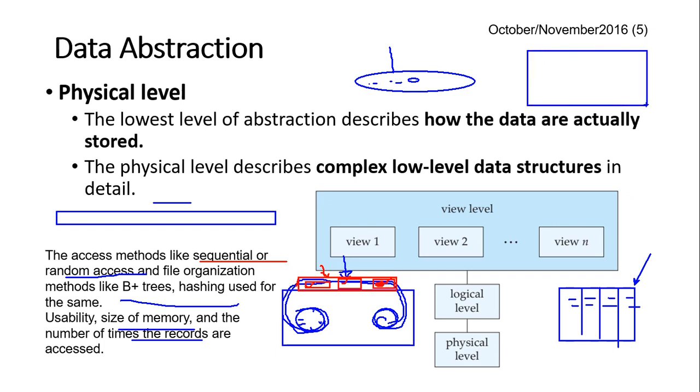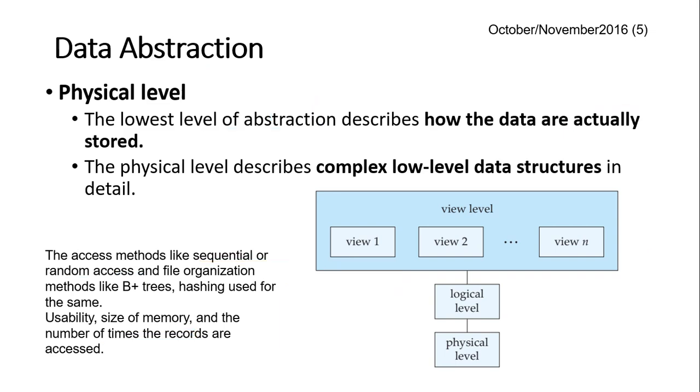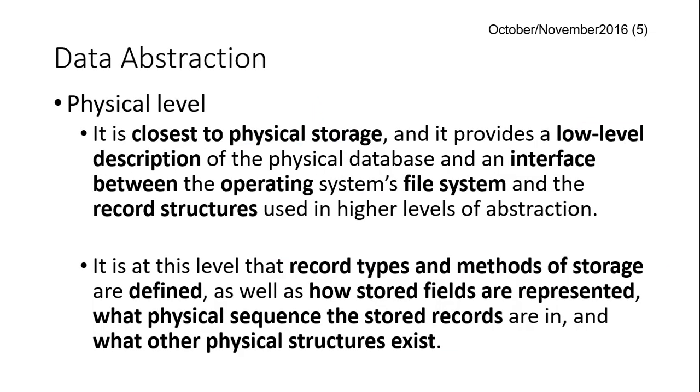What about your attendance register? Attendance register has to be accessed every day, because every day we are taking attendance, and not only that, every hour we are taking the attendance. So this access time is much more. What about your address? Your address rarely changes. So once it is put in the database, it may not change. In some cases, if it is your permanent address, it may not change at all for a very long time. So the number of times the records are accessed is also decided at the physical level.